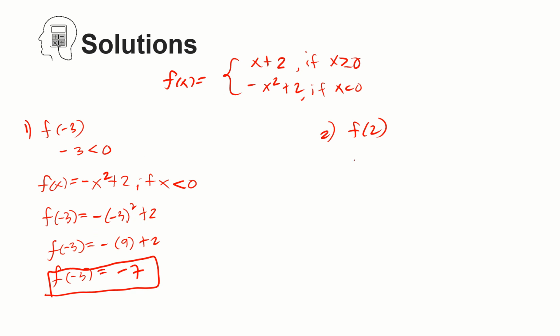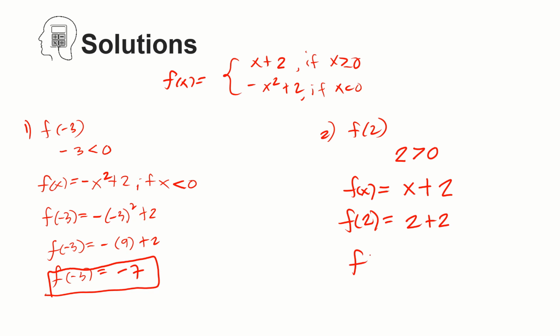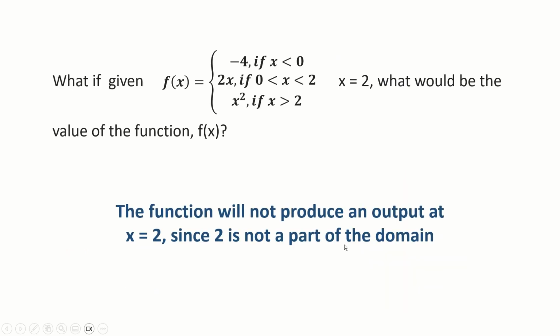So for item number 2, our given value of x is 2. So 2 is a value that is greater than 0. Therefore, we use our first subfunction, f of x is equal to x plus 2. So substituting, f of 2 is equal to 2 plus 2. Thus, f of 2 is equal to 4. So this is for our first two problems.